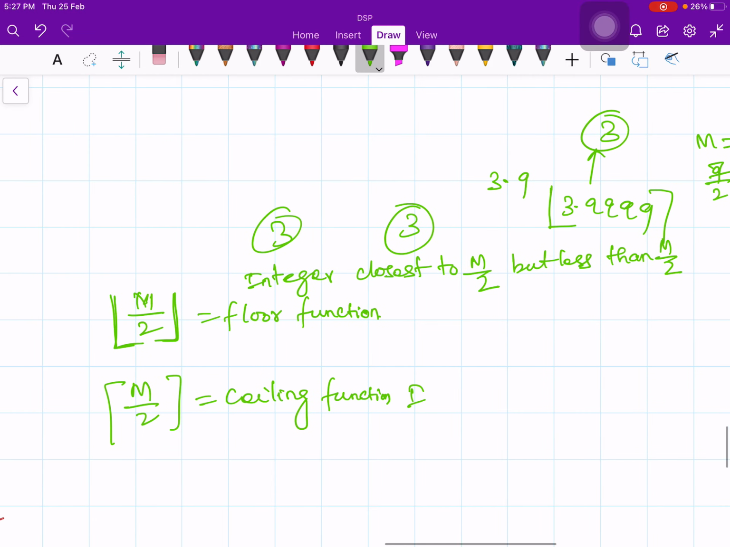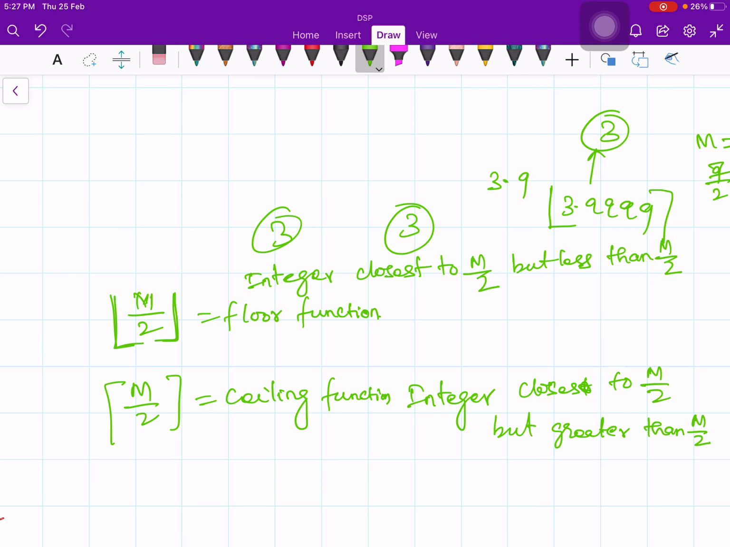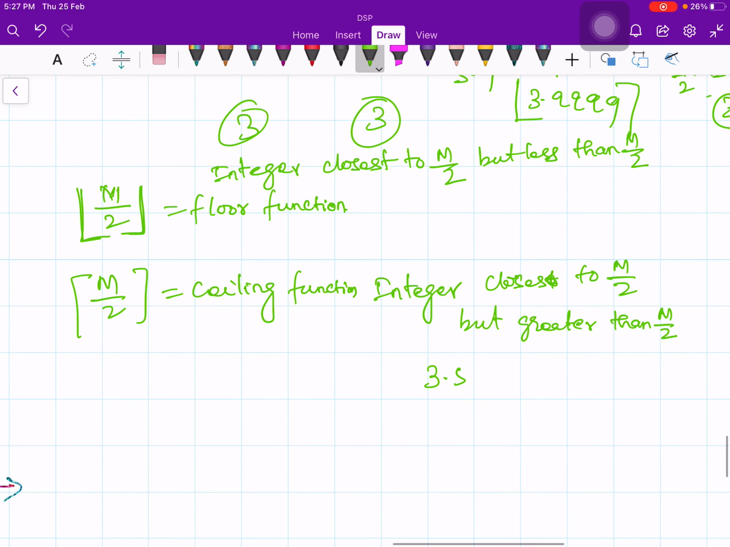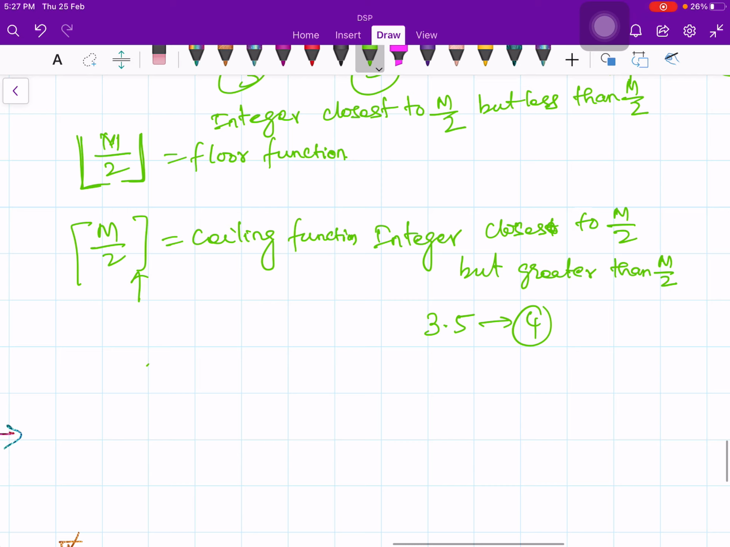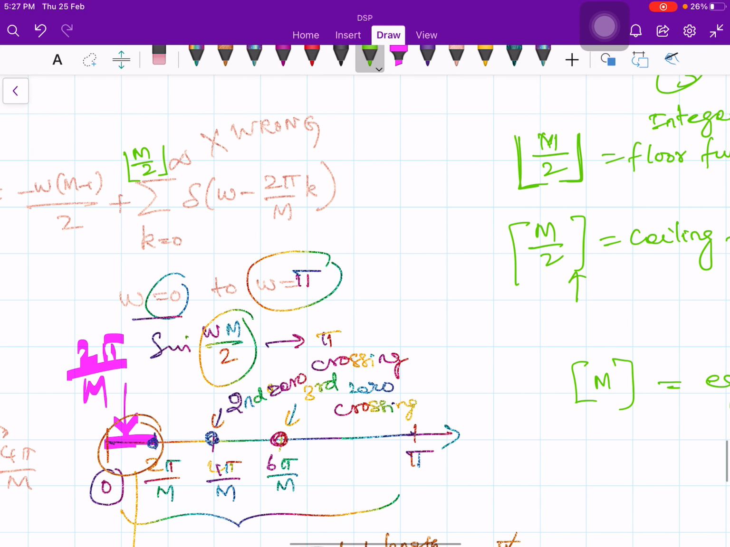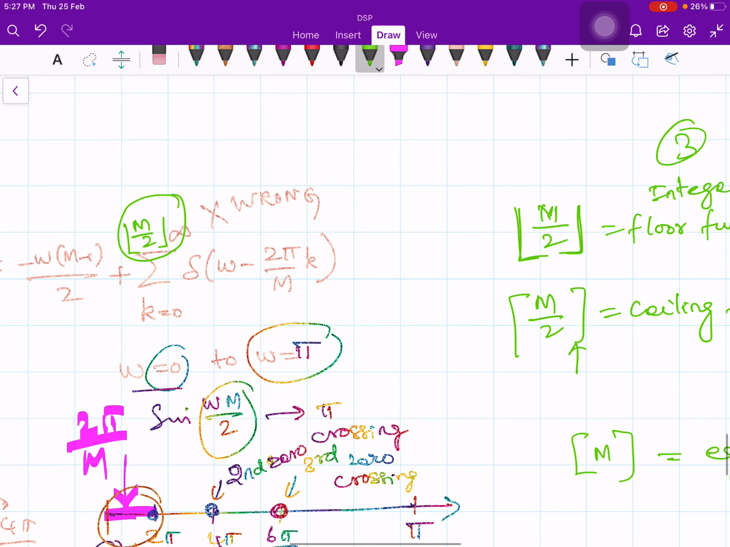Similarly, the integer closest to capital M by 2, but greater than capital M by 2. In case the value comes 3.45, then what will you do? You will take 4. So this is called a ceiling function. If you write as it is, then it is the equal value. No approximation. Therefore, how many zero crossings would occur? M by 2 zero crossings would occur.